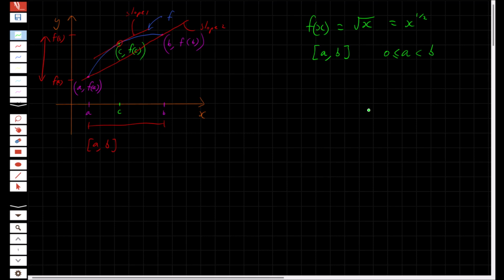So let's firstly write down the formula. The first derivative evaluated at C of the function is equal to the function evaluated at B, take away the function evaluated at A, divided by B take A. We know the derivative of this function. It is simply 1 over 2 the square root evaluated at C. The right hand side is the function evaluated at B, so that's the square root of B, take away the square root of A, over B take A.